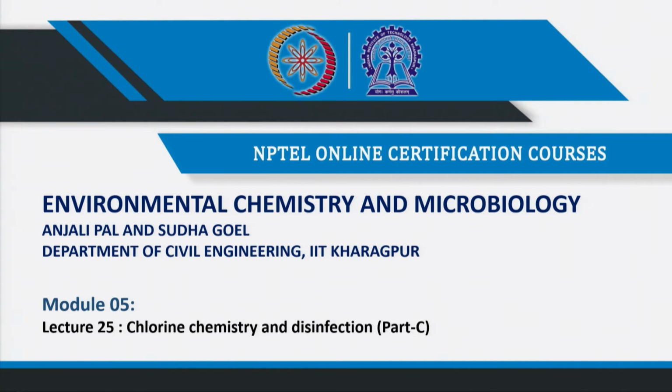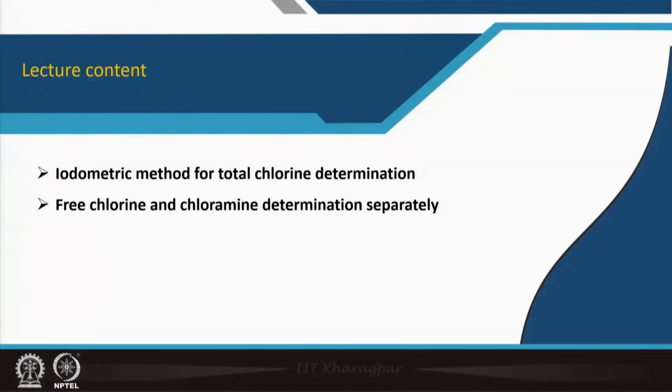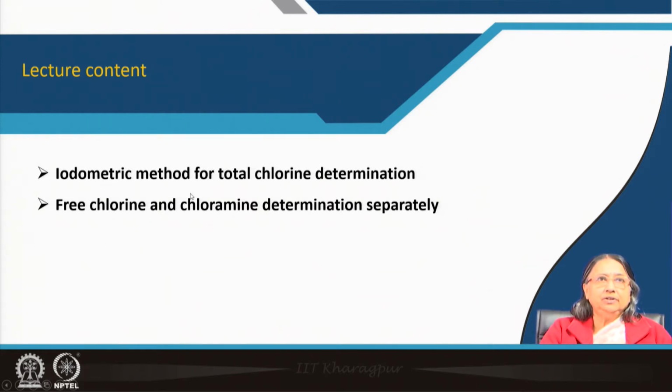In the last two lectures also I discussed chlorine, and how we can disinfect water with chlorine. I discussed the chemistry of chlorine, the chloramine formation, the chlorine demand, the breakpoint chlorination curve, etc. And in this lecture I will cover the determination methods. The content of this lecture is shown here: the iodometric method for total chlorine determination, and free chlorine and chloramine determination separately.